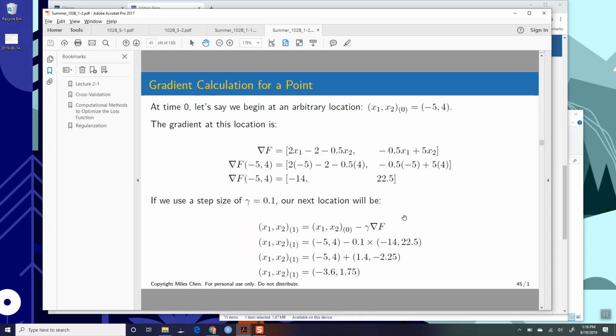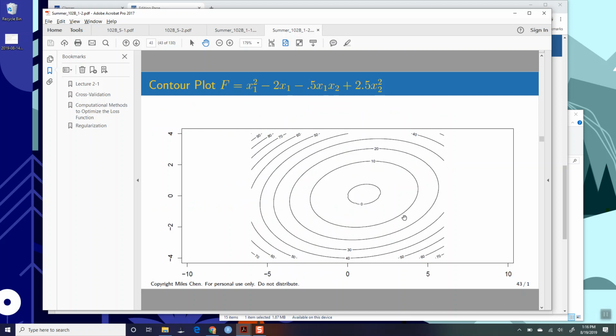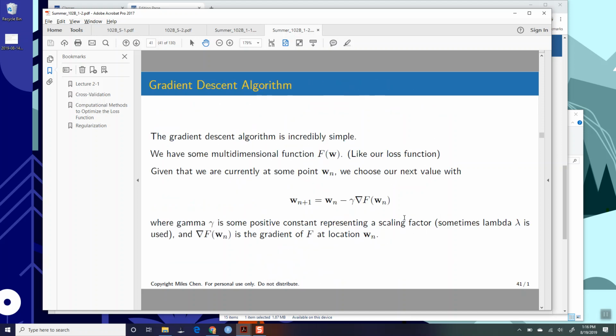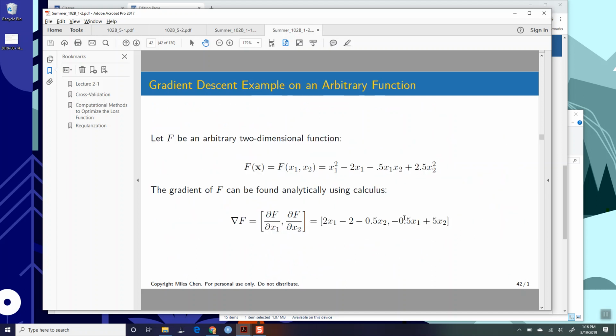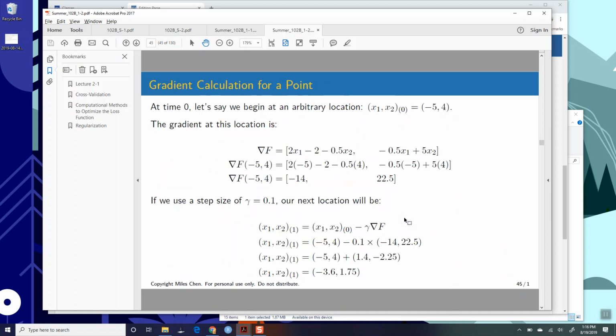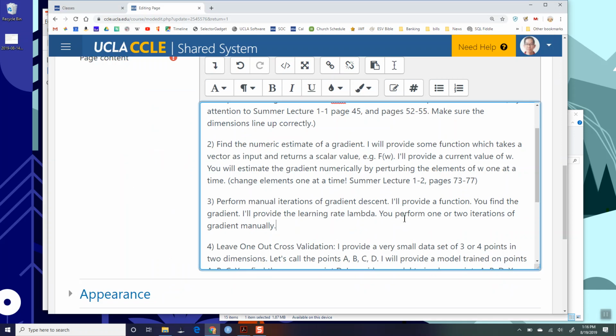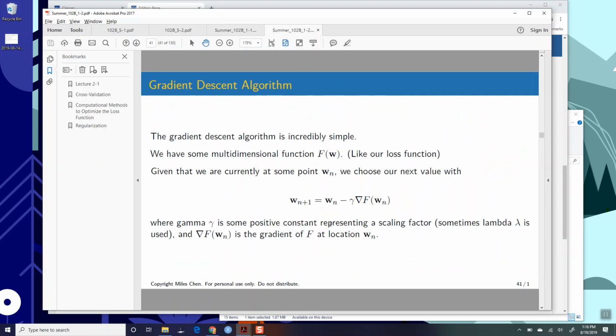All right, so here's a manual example. I guess you can look at slides 41 through 45. Okay, so this is summer lecture 1-2, slides 41 through 45. Okay, so here I did one iteration manually. So this is the gradient descent algorithm.